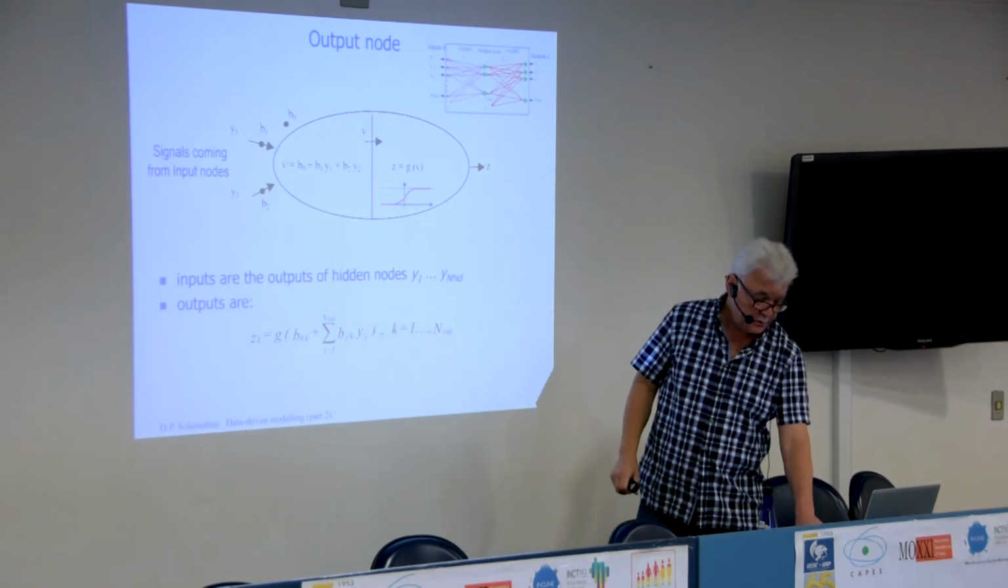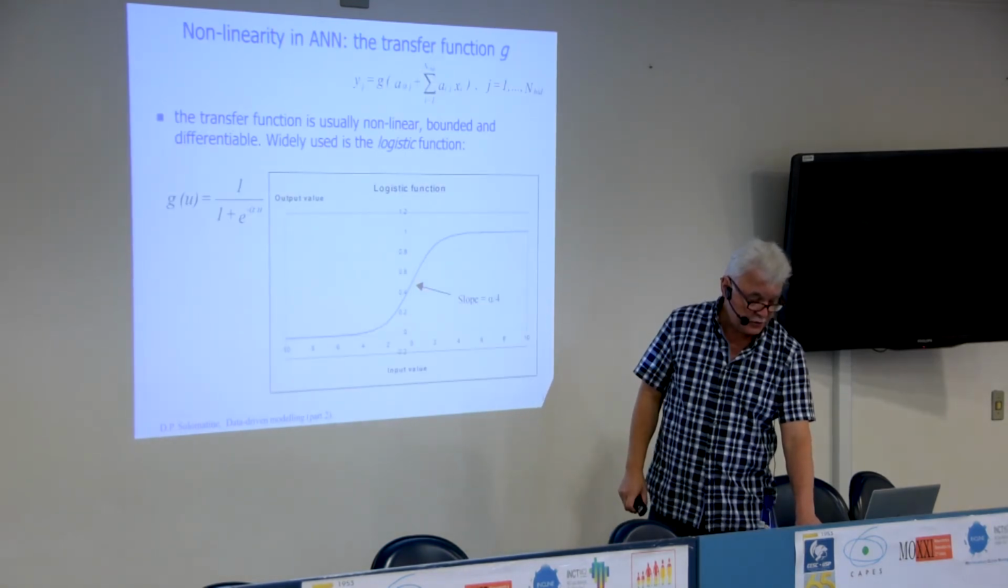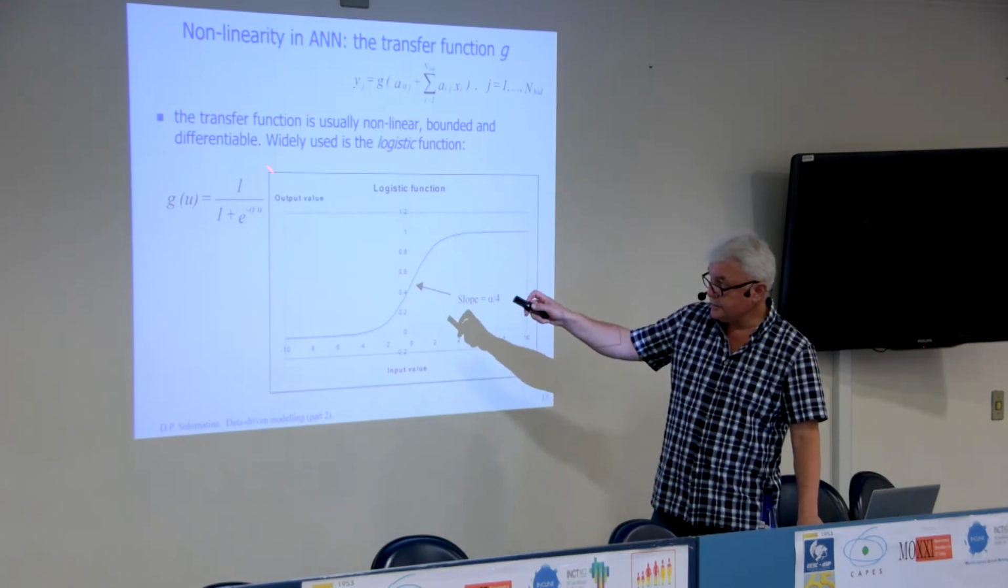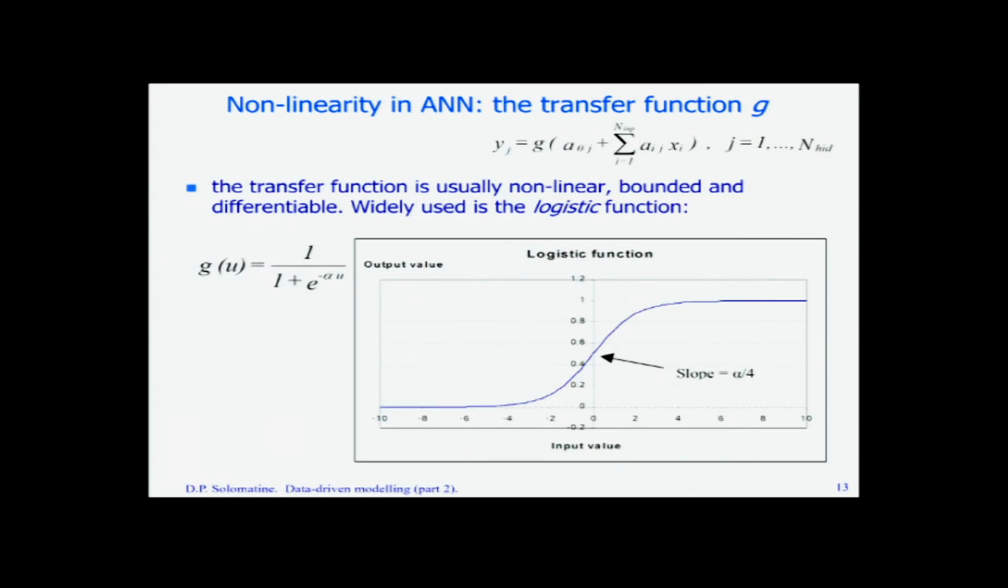So we already looked at it. The logistic function we discussed. This is the formula for the logistic function, and it's like this. And note here it's almost linear in this part.